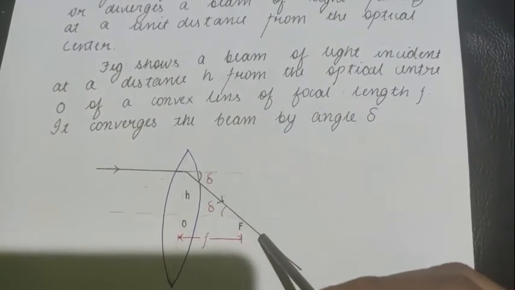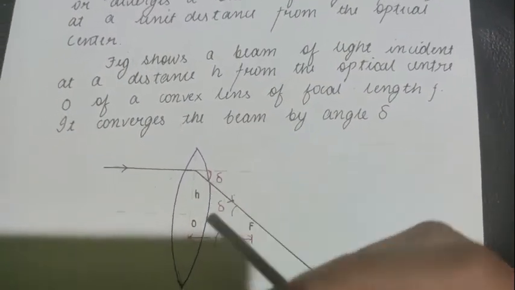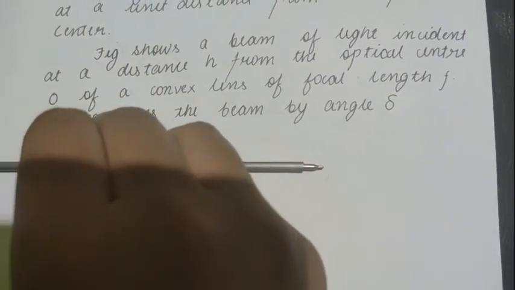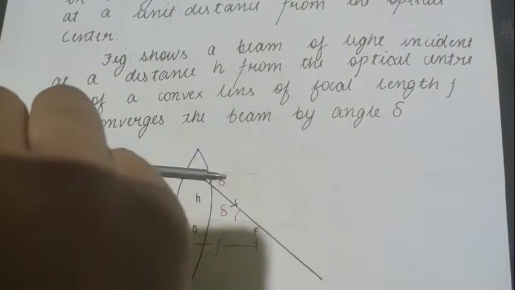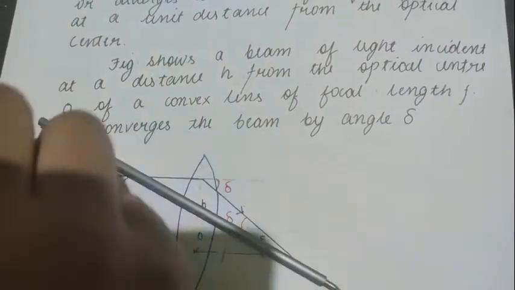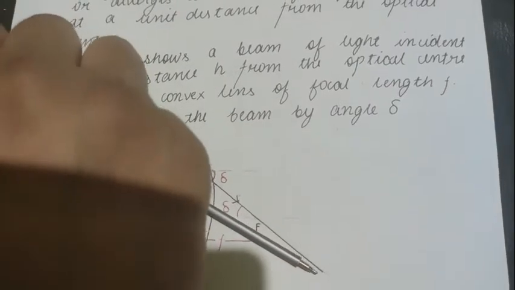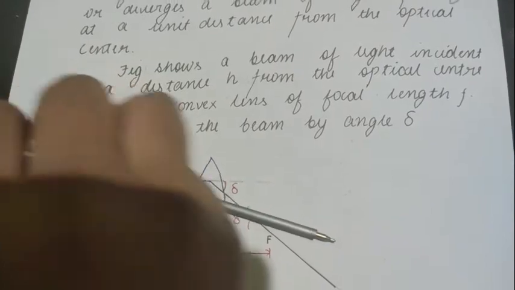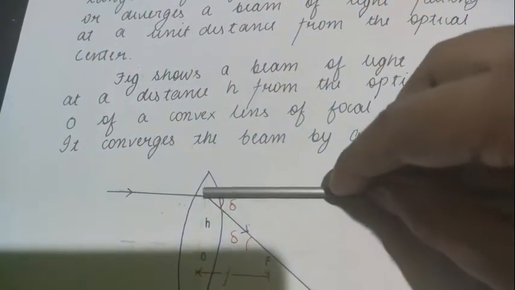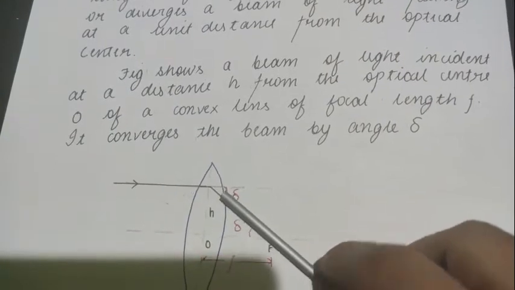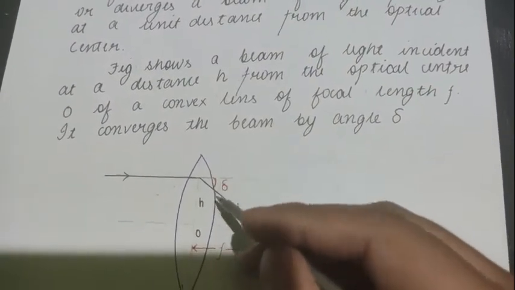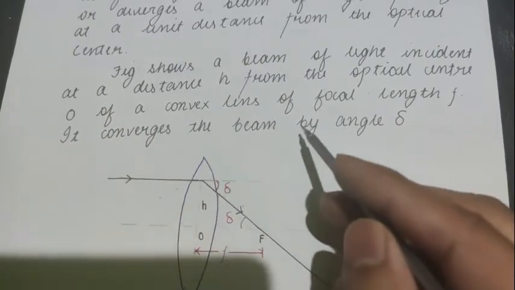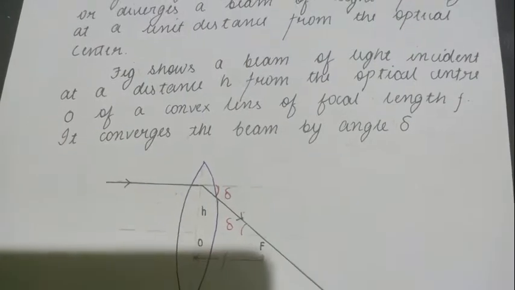It converges by an angle delta. What does this mean? This light is supposed to move in this straight line, but is it moving in a straight line? No. It bends towards your principal axis. Can you see there is a bending? This bending gives rise to your angle delta. So it converges the beam by the angle delta. Is it clear?